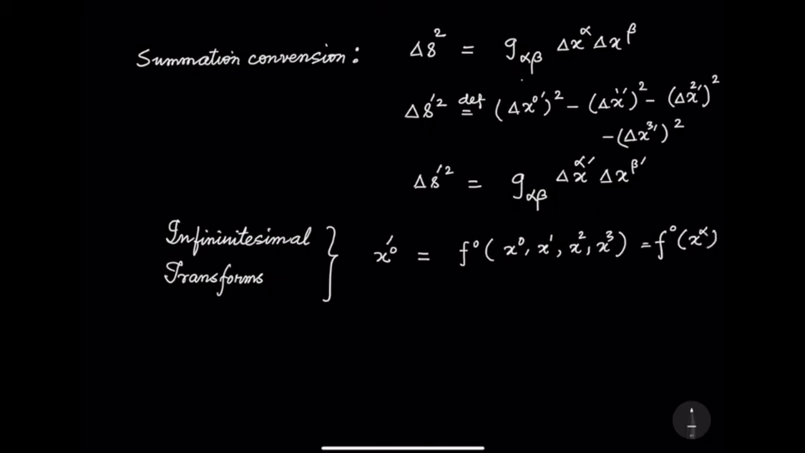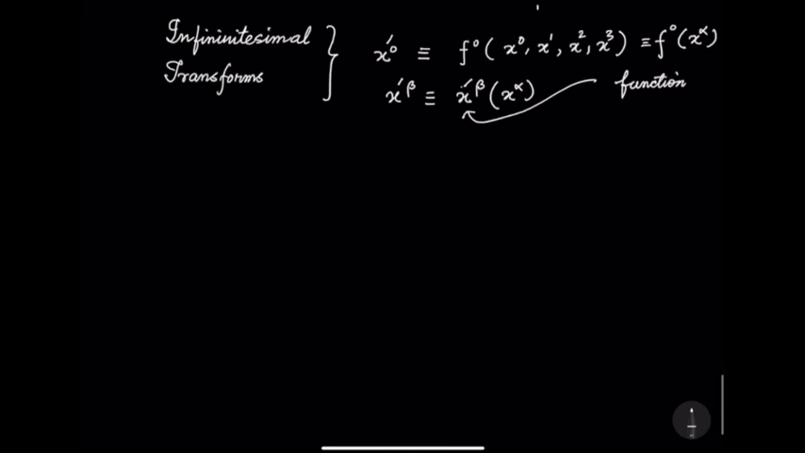You see, if I really want to use the shorthand notation, I can write the same thing as x prime beta is related to x alpha. This x prime beta is a function. If it is a linear transformation, if it is an infinitesimal transformation, then I can show that this will be a linear combination of x0, x1, x2, and x3. Like there will be a coefficient with respect to this, there will be a coefficient with respect to this, and so on.